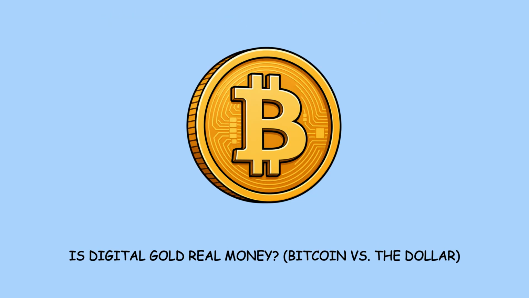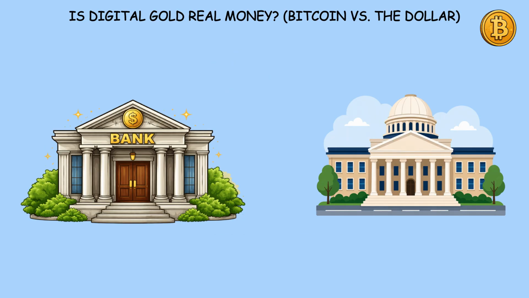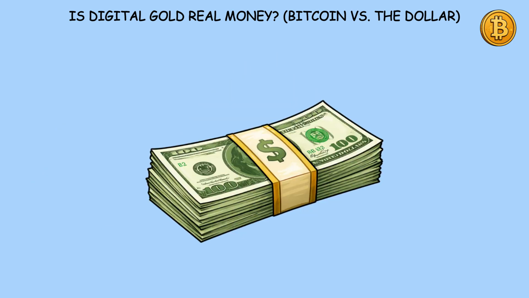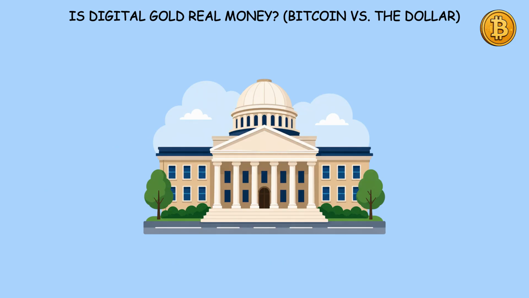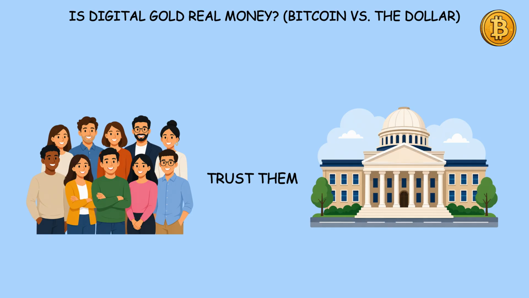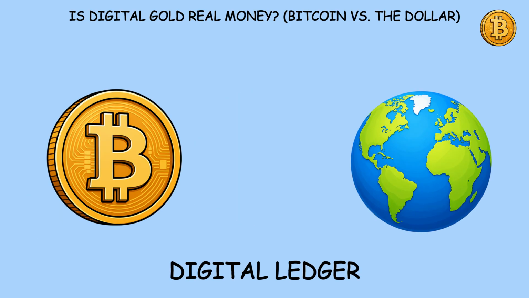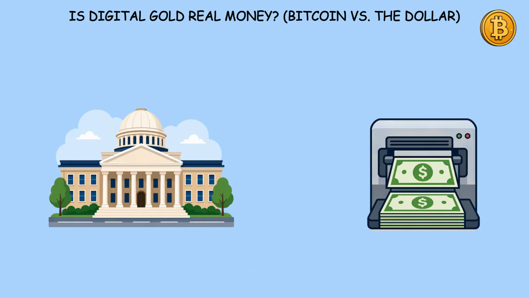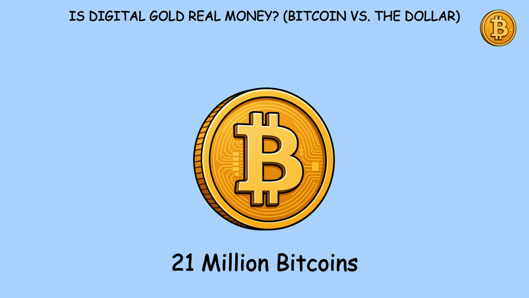Is digital gold real money? Bitcoin versus the dollar. If money is just a measuring stick for value, why do we need banks or governments at all? This is the question that birthed Bitcoin. Think of regular money, like the dollar or euro, as fiat currency. It has value because the government says it does, and we all agree to trust them. But crypto is different. It's like a global digital ledger that nobody owns and nobody can cheat. While the government can print more dollars, diluting your savings, there will only ever be 21 million bitcoins.